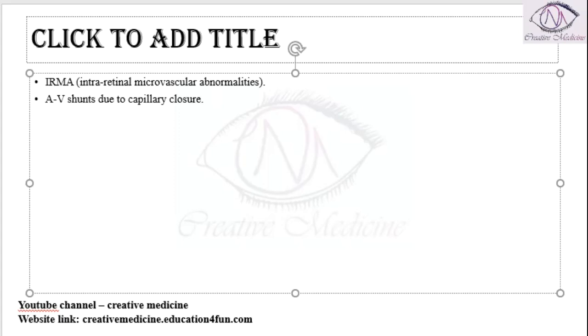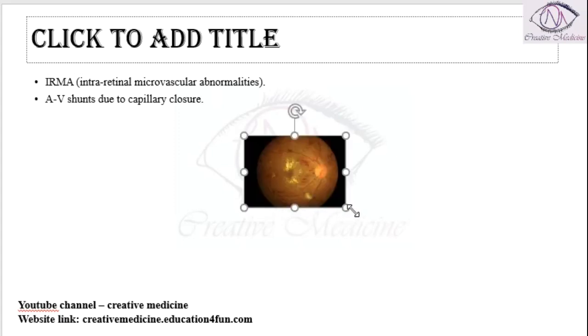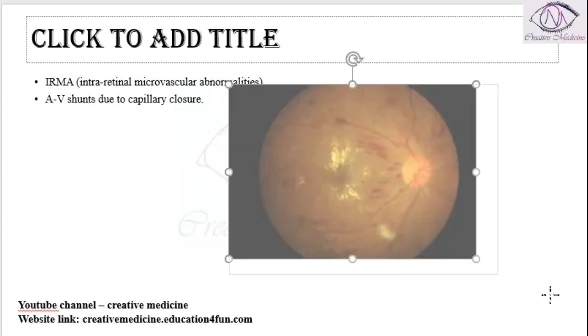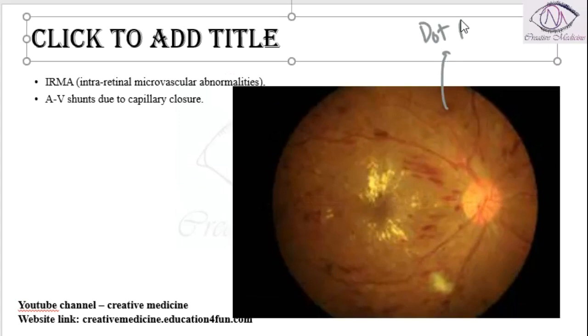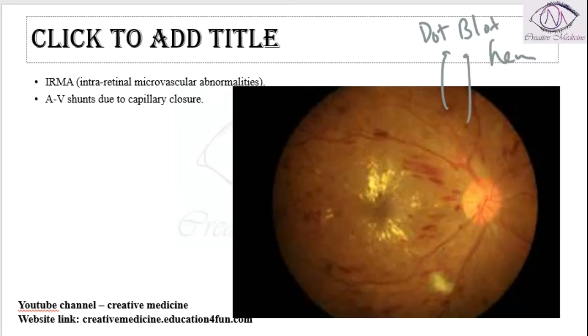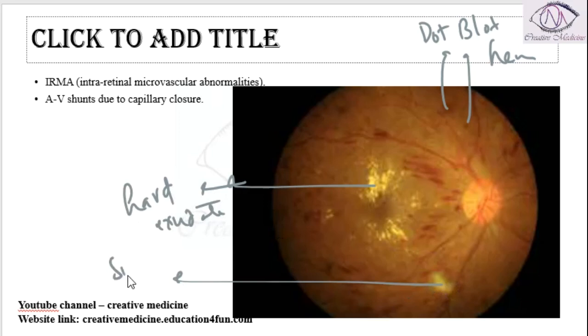So non-proliferative diabetic retinopathy will look like this. Okay. These are the dot blot hemorrhages. This is also a dot blot hemorrhage, with hard exudates, which are lipid deposition, and these are cotton wool spots or soft exudates.